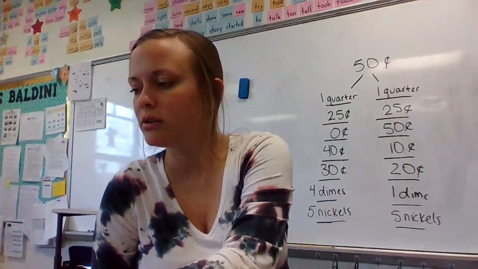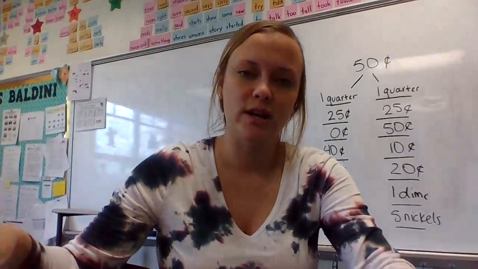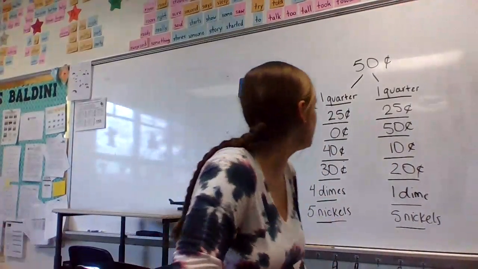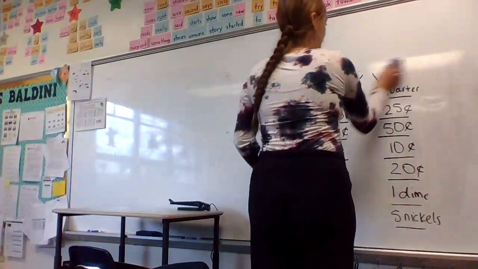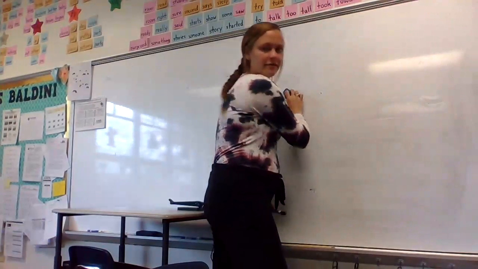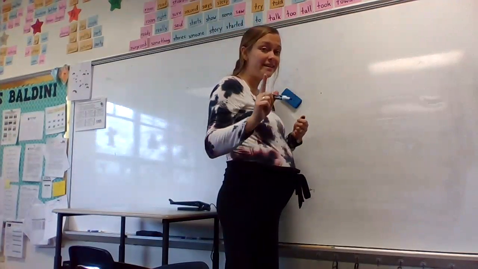All right, so we need to figure out what's the value of 3 nickels. So I'm going to look at my coins. I'm going to pick up my nickel again, this guy, and think how much is a nickel worth? 5 cents. And I said, what's the value of 3 nickels? So what are we going to write over? What's our repeated addition sentence?